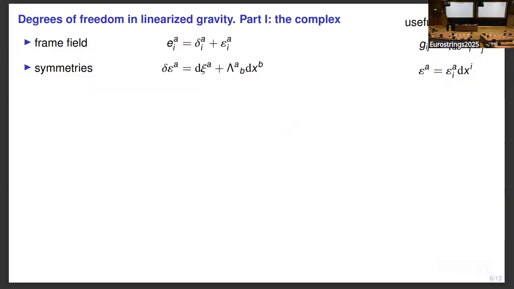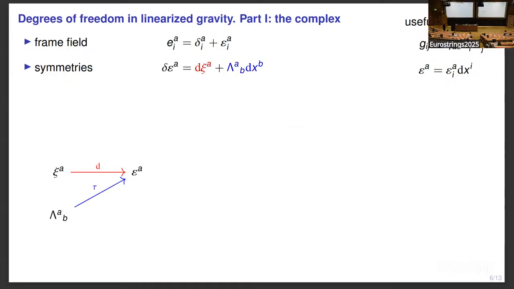Okay, so let me give you an example because this is very, very abstract. Let's do something which we all know, and let's count degrees of freedom in linearized gravity. So this is one of the simple settings we can take. And so we start with a frame field here, which actually will have just the small fluctuations around the identity. And then, you know, in gravity, of course, we have symmetries, we have diffeomorphisms here, and we also have Lorentz transformations because we just have a frame. And so at the linearized level, they affect the frame exactly this way here.